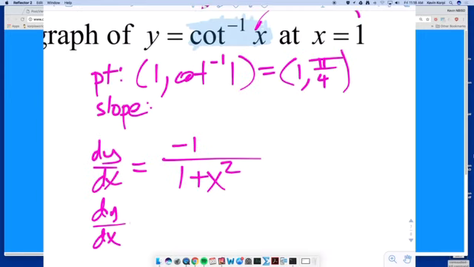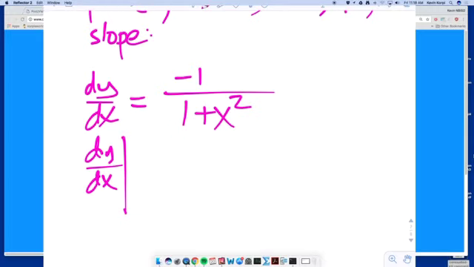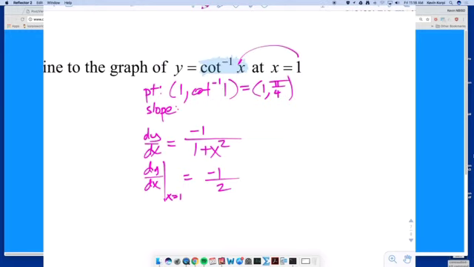And I need to notate that. So remember, in Leibniz form, you put the evaluation bar, the when bar, and in this case, you could just put x equals 1 down there. So don't take that for granted because you'll lose points. Now we plug it in, we get negative 1 over 2, right? Negative 1/2. And now we have our ingredients.